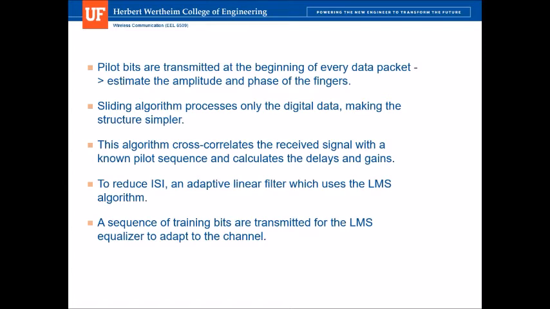This algorithm cross correlates the received signal with a known sequence and calculates the delays and gains. To reduce the interference, an adaptive linear filter is used, and this filter uses the LMS algorithm, least mean square, and a sequence of training bits are also transmitted for the LMS equalizer to adapt to the channel.